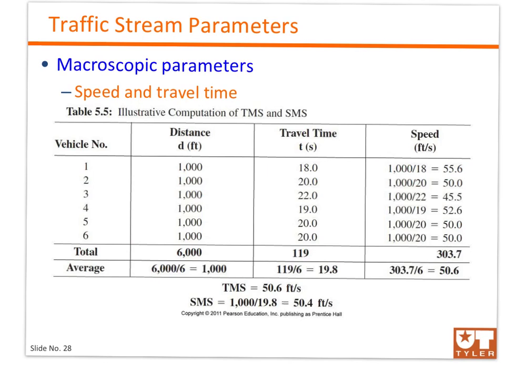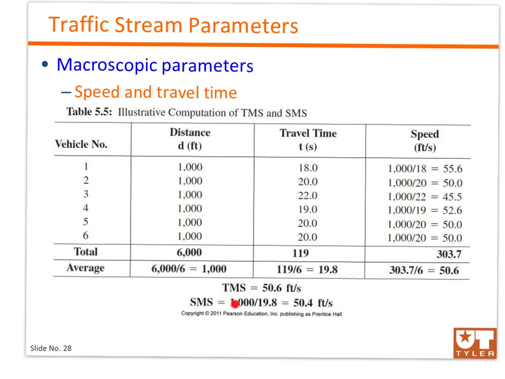When it comes to the speed, now we can sum up all the speeds from 55.6 all the way to 50, divide them by 6, and that gives you the overall average speed, which is 50.6. This is the time mean speed. Time mean speed is 50.6. Why? Because as we said, we're not interested in distances here. I'm just interested in summing all the individual speeds and dividing them by their number, and that would be it. This is time mean speed.